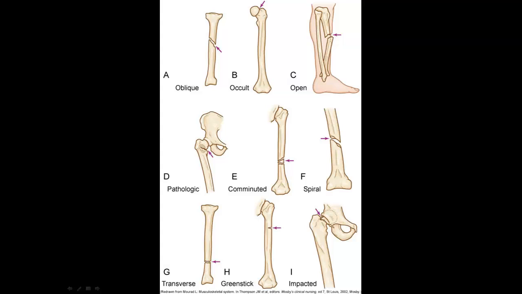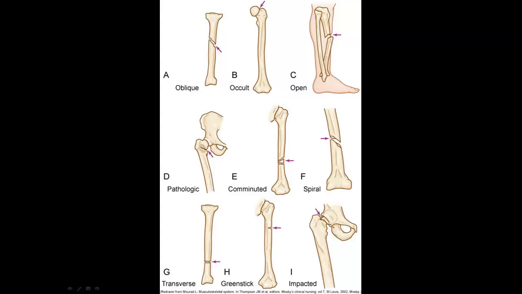Over in letter C is an open fracture. Now what they're illustrating here is that the bone, in this case the tibia, is sticking through the skin in the leg. So it's not only fractured, but the bone end is sticking through the skin. So that's opening it to the outside of the body.